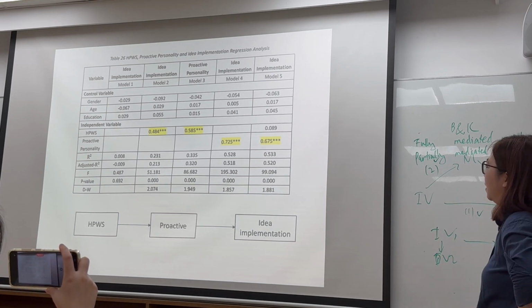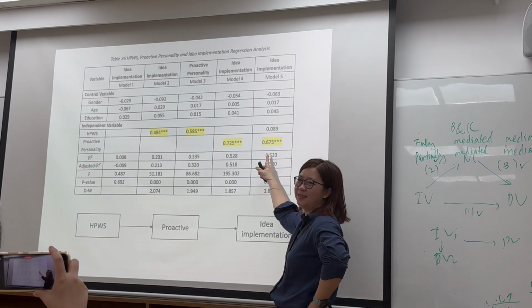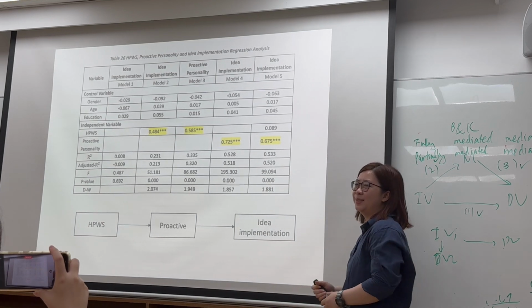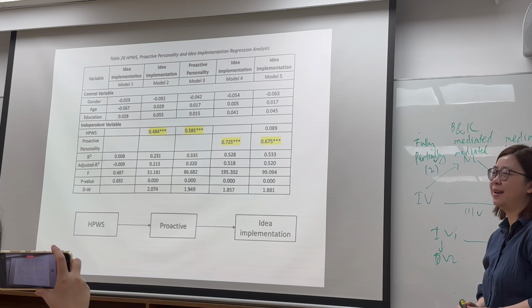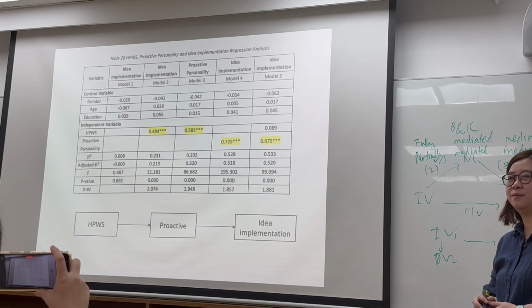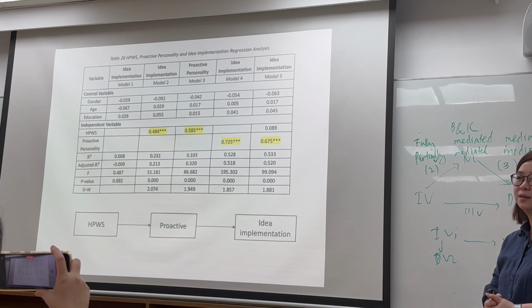And maybe you ask me, what if the IV is significant, but the mediator is not, but the whole model is still significant? What should we do? Well, if you are strict, you have a very high standard, I would say the mediation effect is not significant, because actually the mediator didn't do anything in this case.